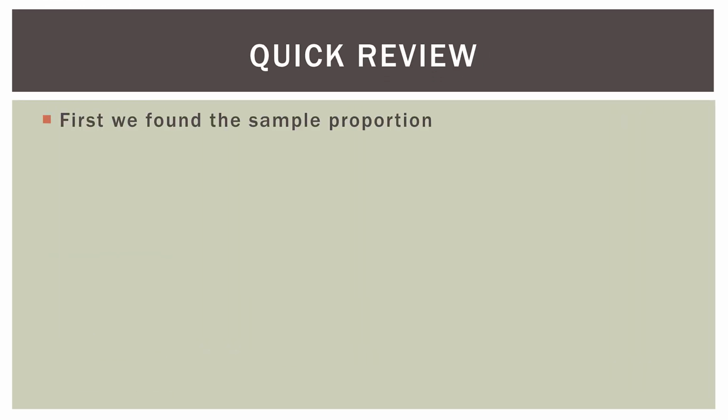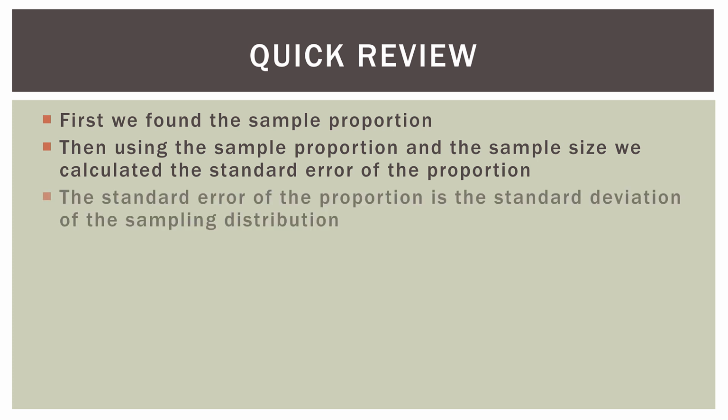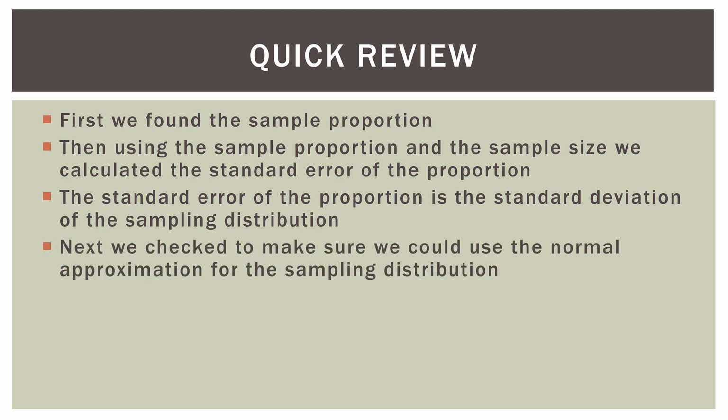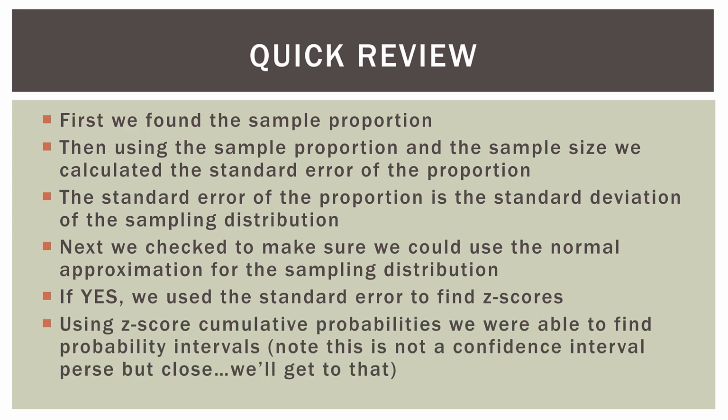So quick review. First, we found the sample proportion. Then using the sample proportion and the sample size, we calculated the standard error of the proportion. The standard error of the proportion is the standard deviation of the sampling distribution, in this case of sample proportions. Next, we checked to make sure we could use the normal approximation for the sampling distribution. Remember, that was the two true tests we did on that one slide. If yes, we can go ahead and use the standard error to find z-scores or z-values. So using z-score cumulative probabilities, we were able to find probability intervals.